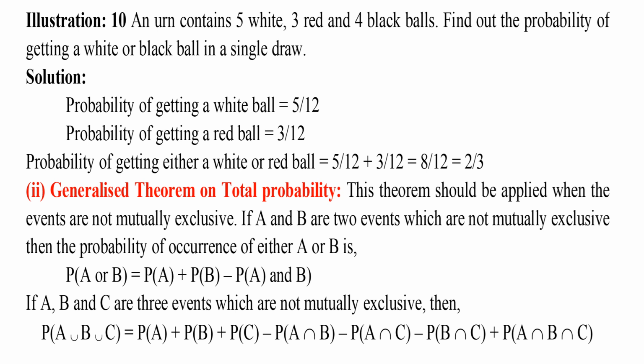If A, B and C are three events which are not mutually exclusive, then P(A union B union C) equals P(A) plus P(B) plus P(C) minus P(A intersection B) minus P(A intersection C) minus P(B intersection C) plus P(A intersection B intersection C).